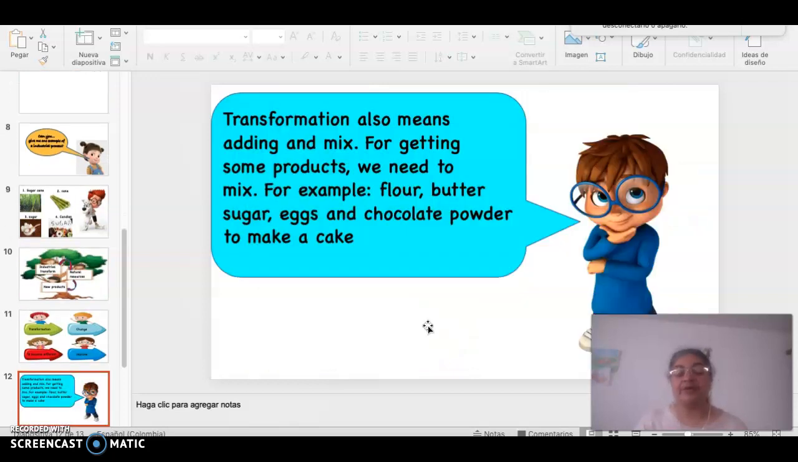Okay, now transformation also means that sometimes you need to add or mix some products to get new products. Excuse me because I am repeating the word products, but you are going to mix or add items or ingredients in order to produce a new product. So for example, flour, butter, sugar, eggs, and chocolate powder, when you mix all of them in a big bowl, you can produce a cake.